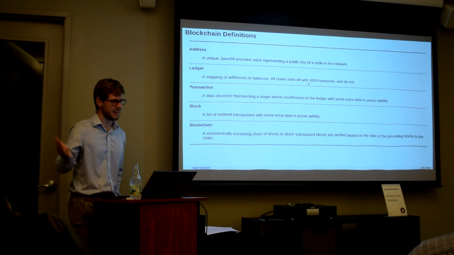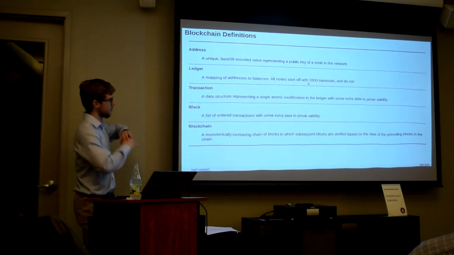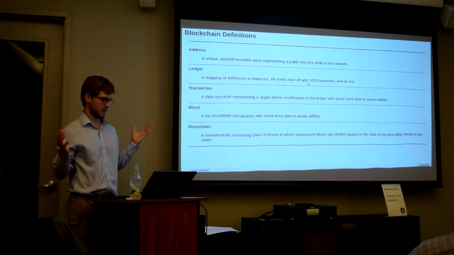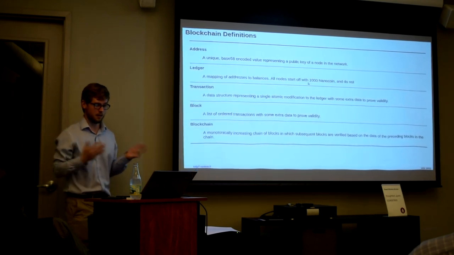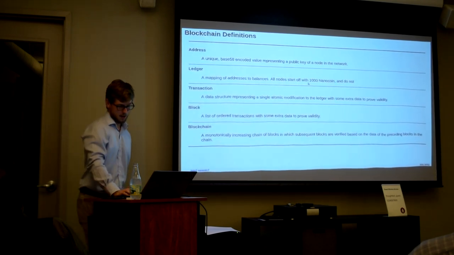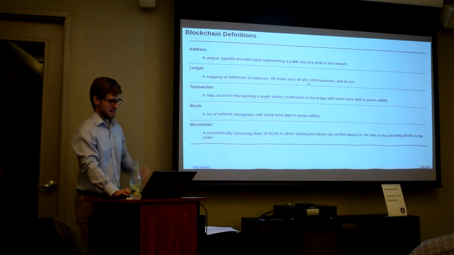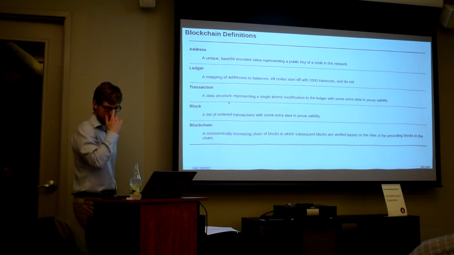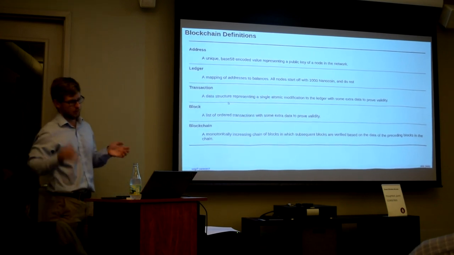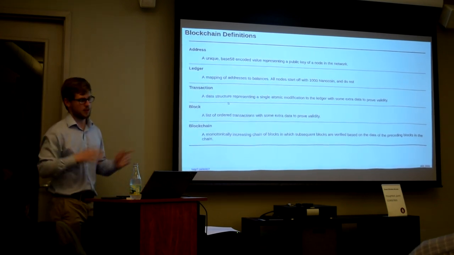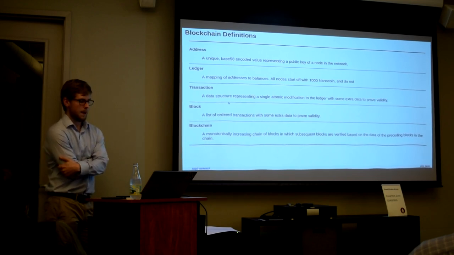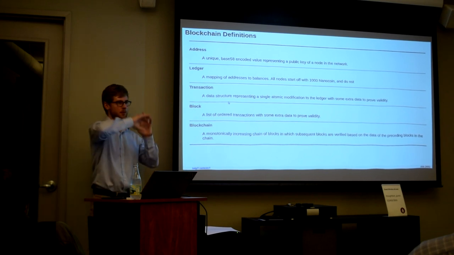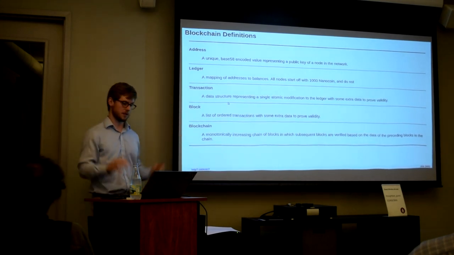This is done for simplicity's sake. This cryptocurrency is not meant to replace anything. This is just basically an expose of all the different components that come into designing and implementing a cryptocurrency in a basic form. So a transaction is a data structure representing a single atomic modification to the ledger with a few extra fields that help us with verification and that type of stuff. In this case, the single atomic modification is a transfer of some nanocoin to another address.